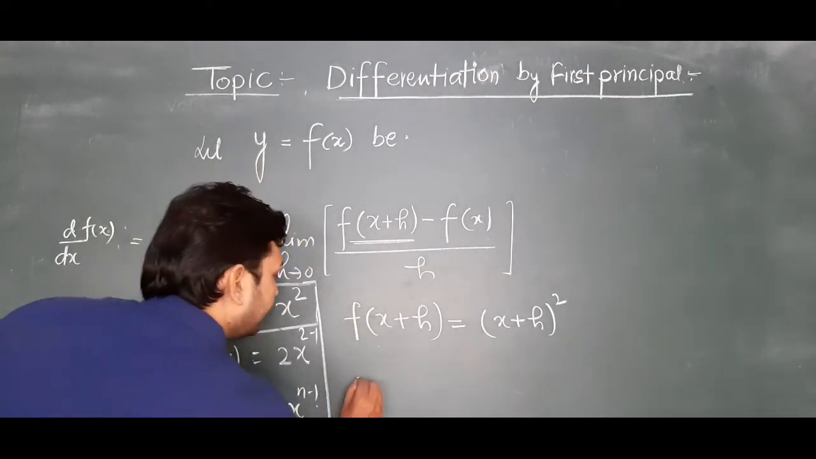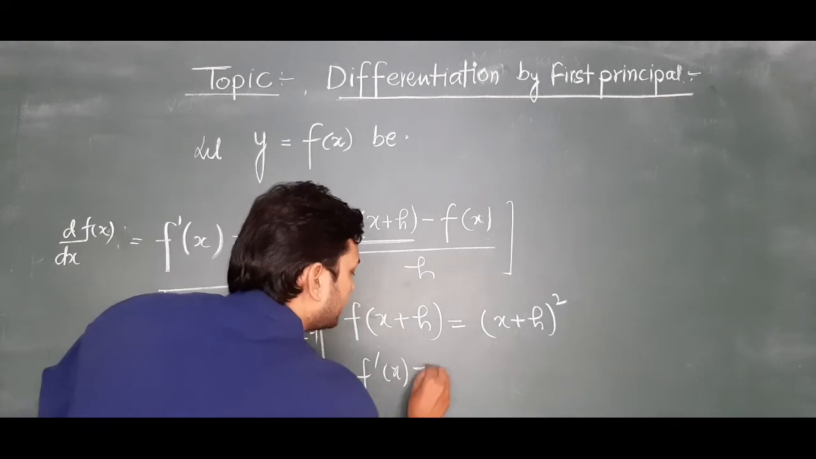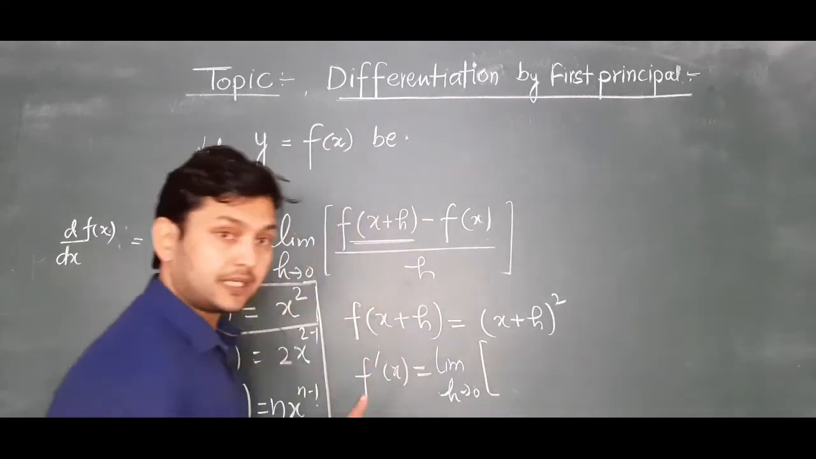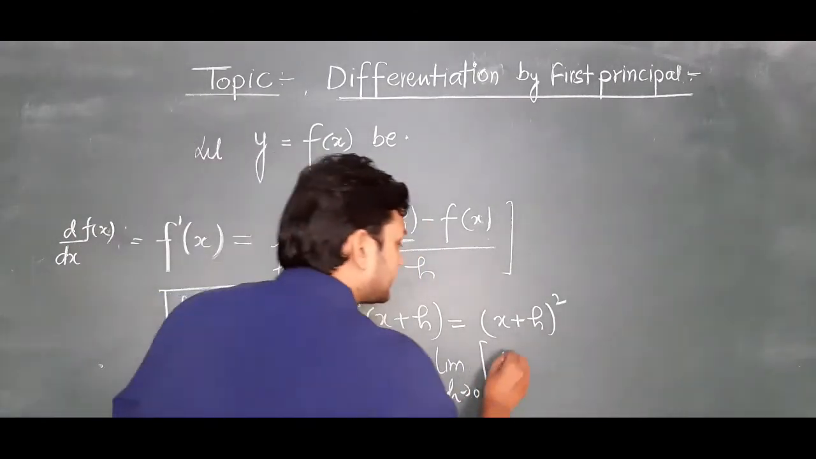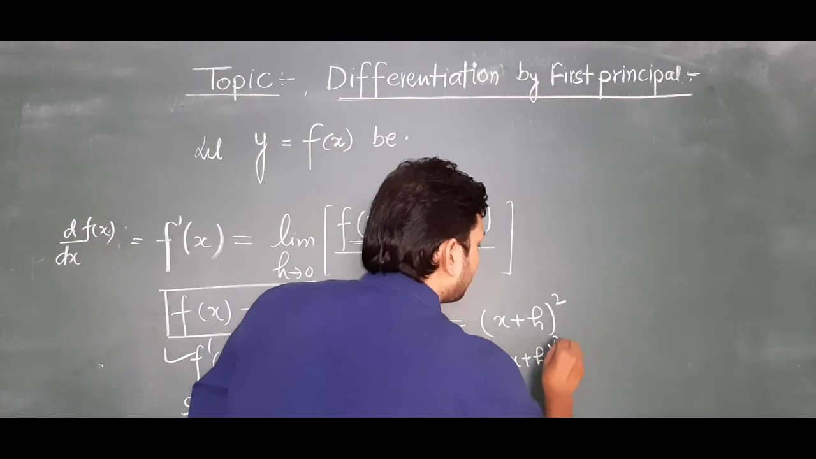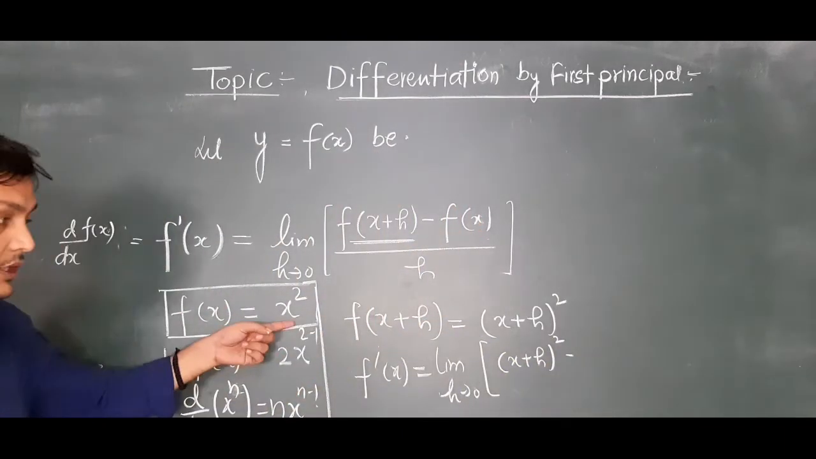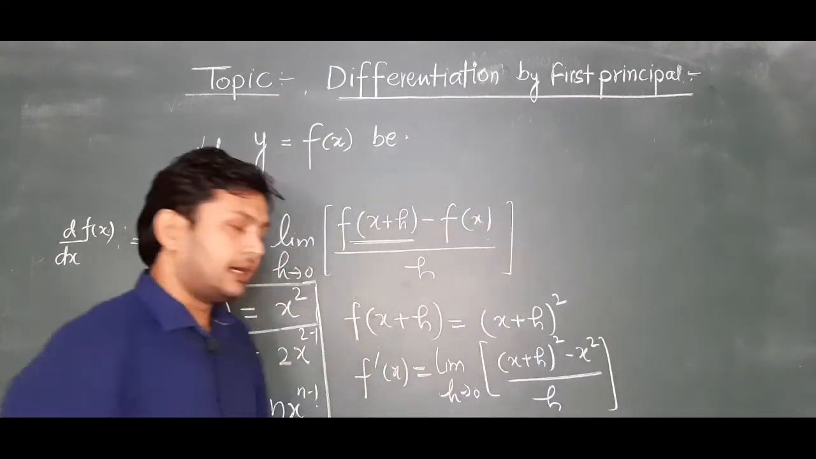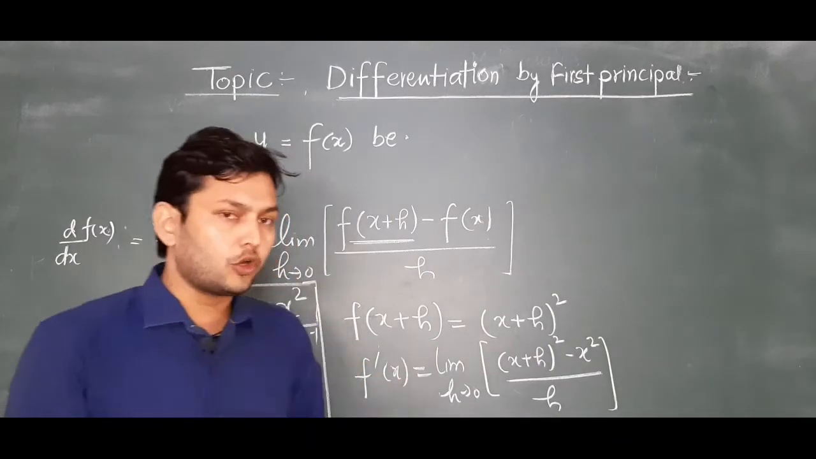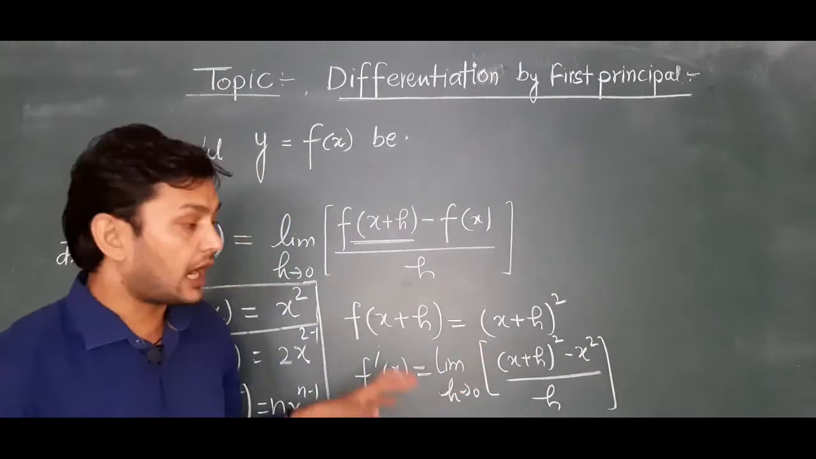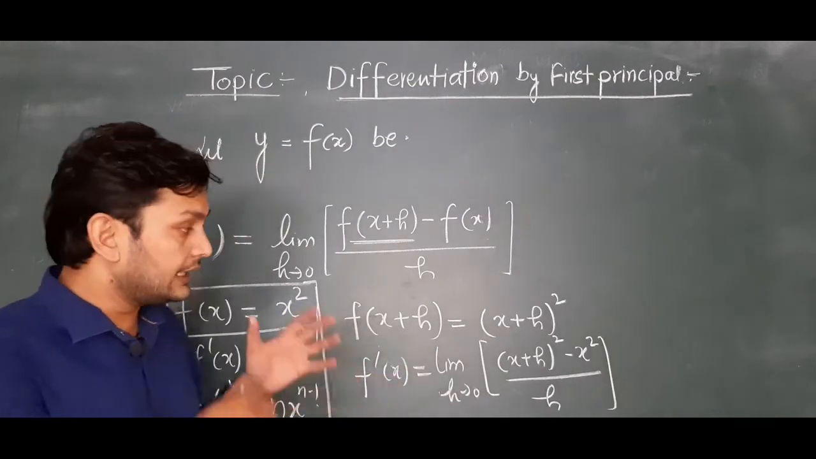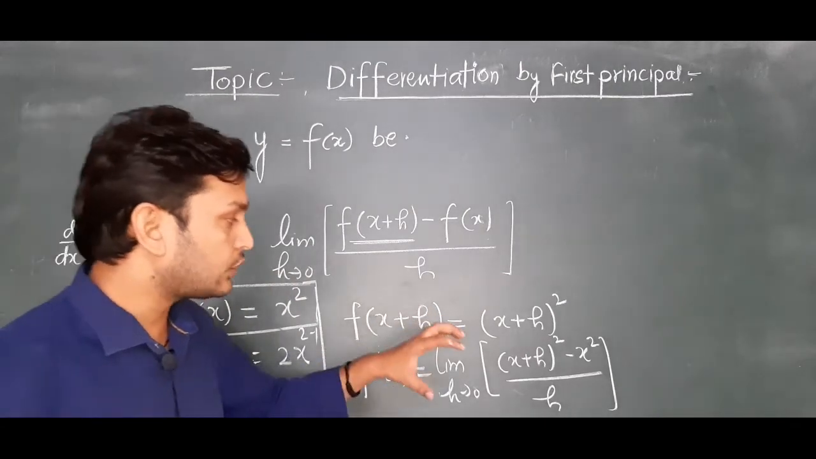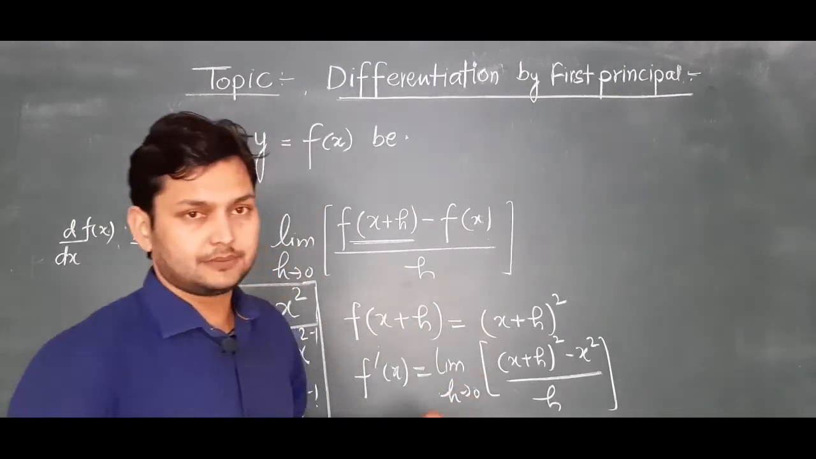Then we apply the formula. f dash x is equal to limit h tends to 0 of f(x plus h), and at the place of f(x plus h) you put (x plus h) whole square, and at the place of f(x) you put x square, upon h. Guys, it is very clear. You all know the concepts of the limit and how to calculate the limit in different situations.